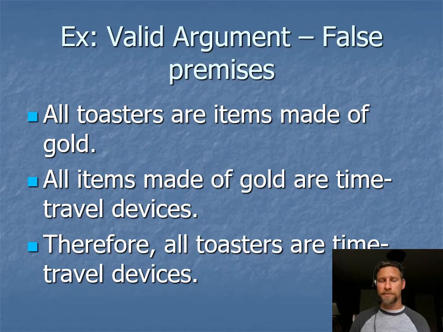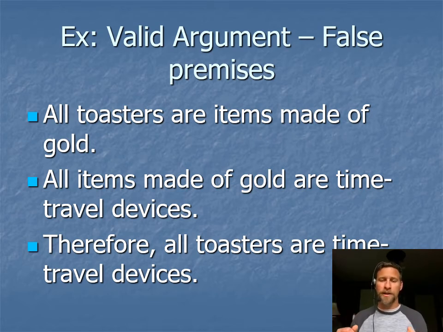If all toasters are items made of gold, and all items made of gold are time travel devices, then the structure says we certainly can say all toasters are time travel devices. We can get to that conclusion given those premises. That's a valid argument.